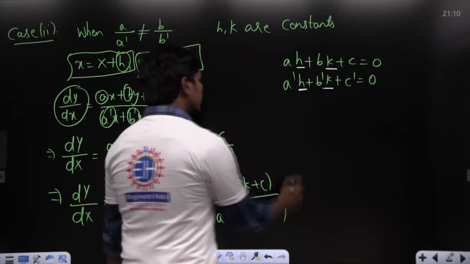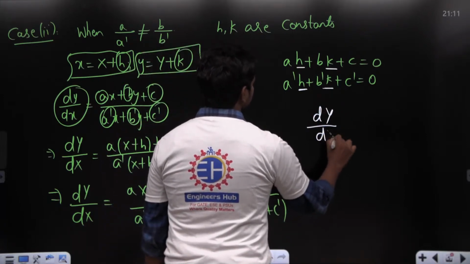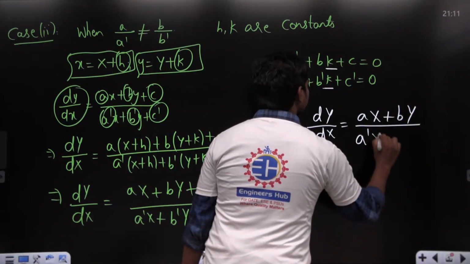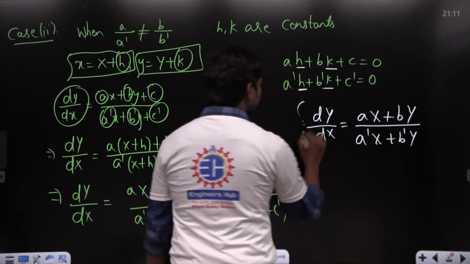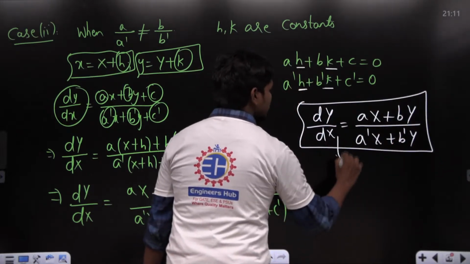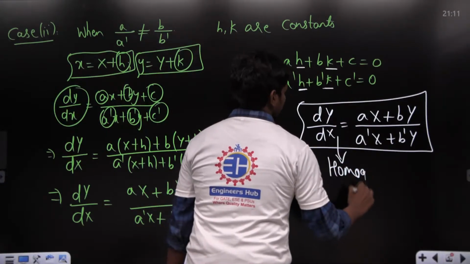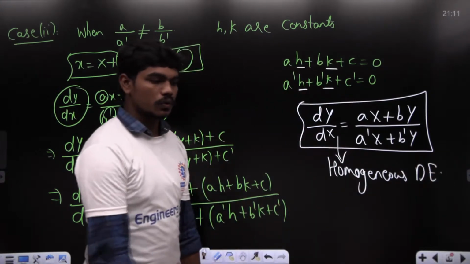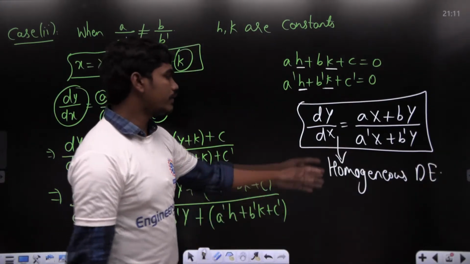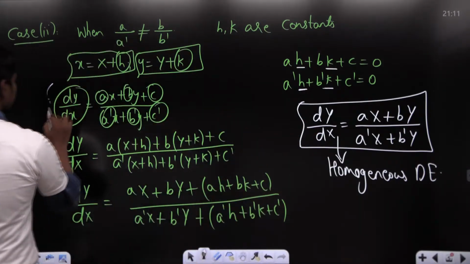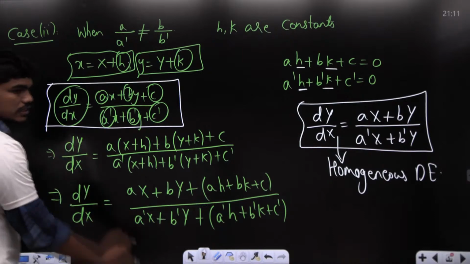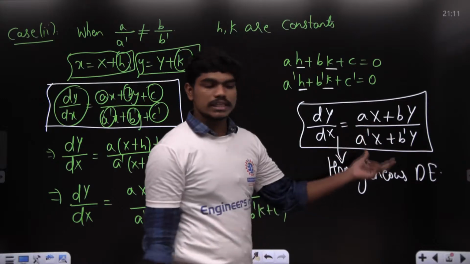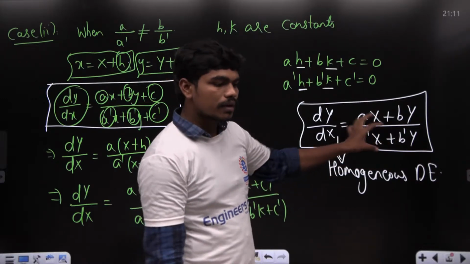If you can choose such values, then your equation dy by dx gets converted to ax plus by divided by a dash x plus b dash y. Now, can I say that this first order differential equation is a homogeneous differential equation? Yes or no? Correct? Now you can see this non-homogeneous equation, given by this particular differential equation, by making a proper choice of h and k, we have converted into a homogeneous differential equation, of course in different variables, capital Y and capital X.